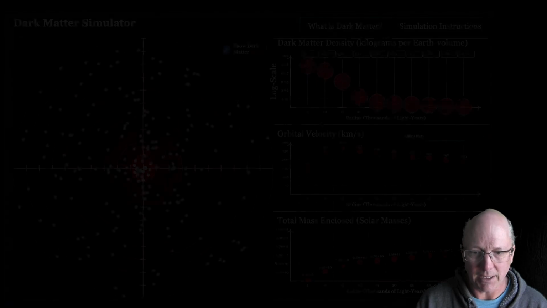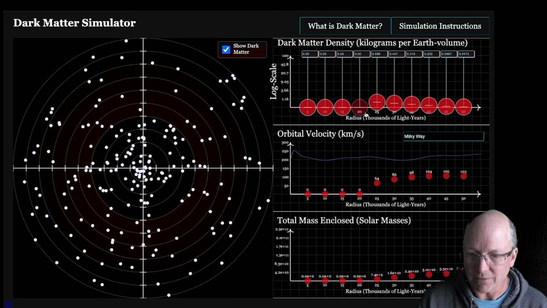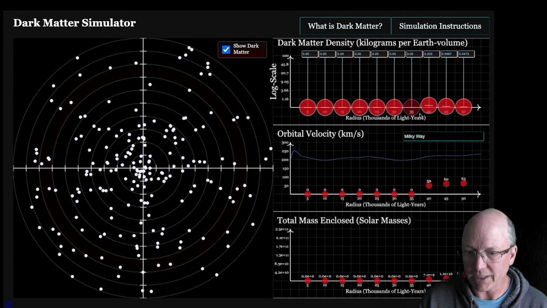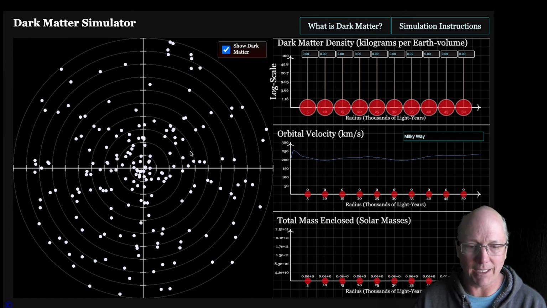So the other simulation I have to show you, if we go back to our simulations section of our module with galaxies, is this thing called the dark matter simulator. This is a little bit more sophisticated model in that it's showing us a representation of the density of dark matter as a function of distance from the central mass of the Milky Way. What you're seeing on the right-hand side here is the motion of the stars, and right now there's no mass, so there's no motion.